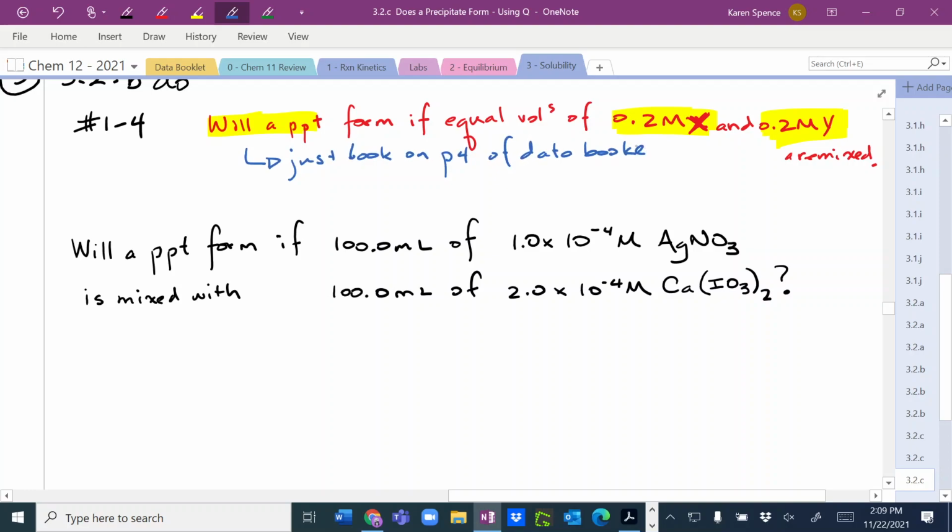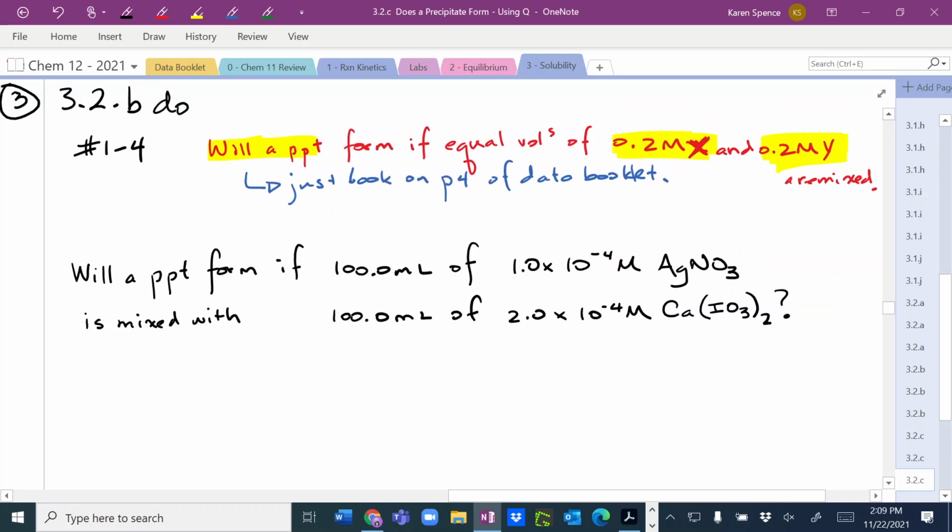But that only works because your concentrations are very high. Yes, these are high concentrations. Well, not this part. We're going to do the Q. Okay, so those are high concentrations. When you mix them, they'll be 0.1 molar. It's going to be pretty easy.